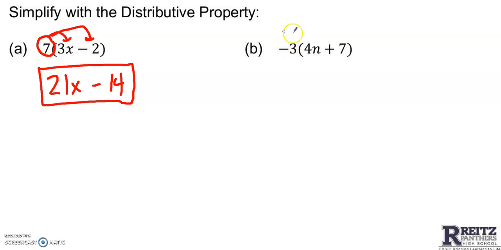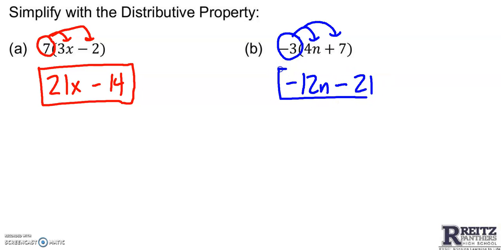Panthers, on B, I need to multiply negative 3 by both 7 and also 4n. Negative 3 times 4n would be negative 12n. Negative 3 times positive 7 would be negative 21. How about a final answer like negative 12n minus 21?